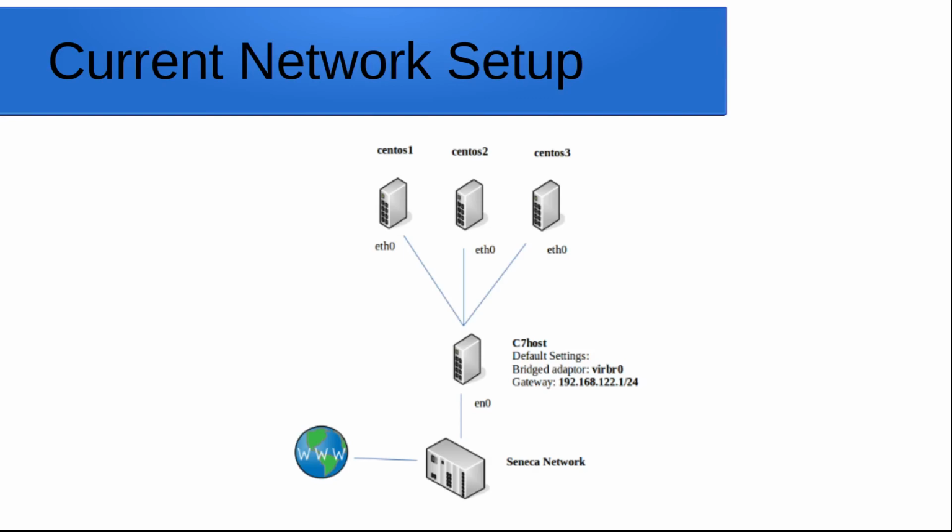Here's what your virtual network currently looks like, right? You've got your C7 host, which is a virtual machine. And it says bridged adapter here. It could be bridged, it could be NAT, doesn't really matter. They do the same thing, more or less. They do it a bit differently, but they have the same effect. And then within that, we have our three virtual machines, CentOS 1, 2, and 3, right? That they operate inside that. C7 host is kind of like a container for them. And they connect to Seneca's virtual network and get out to the internet, the World Wide Web, right?